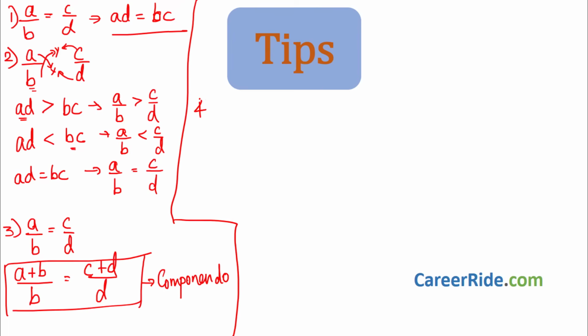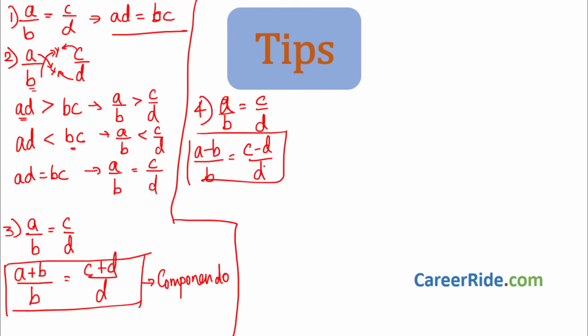Now what we did was we added the denominator, right? Now what we can say is A upon B equal to C upon D. When we added, we got it as equal, so we will now subtract. A minus B upon B would be equal to C minus D upon D. This is also true. This is known as dividendo, okay. Division or dividendo. Componendo is addition, dividendo is subtraction.